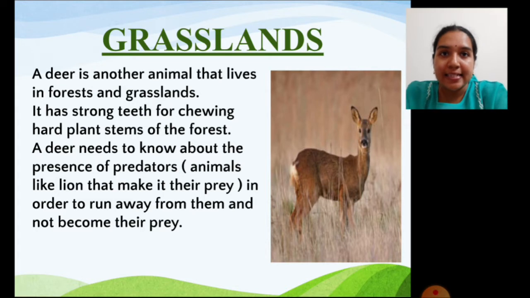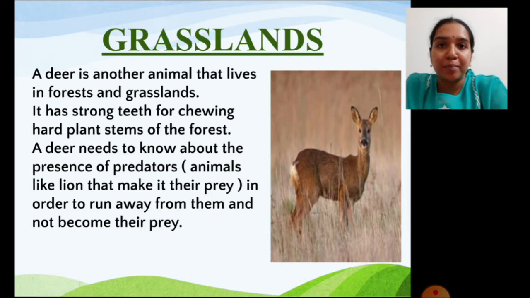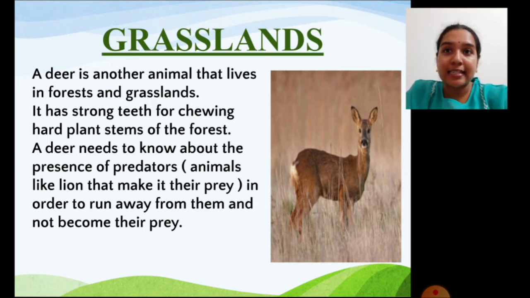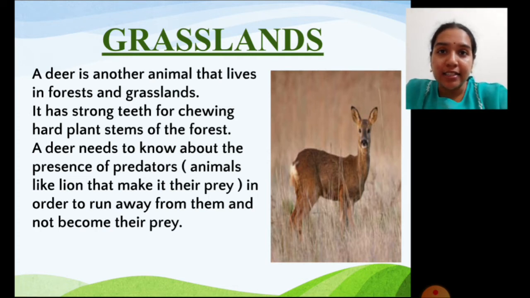Now let's discuss another animal seen in grasslands. That is a deer. A deer is usually a herbivore. It mostly feeds on plants. It has strong teeth for chewing hard plant stems. A deer should be much more alert as it is prey for wild animals like lion, tiger, cheetah, etc.